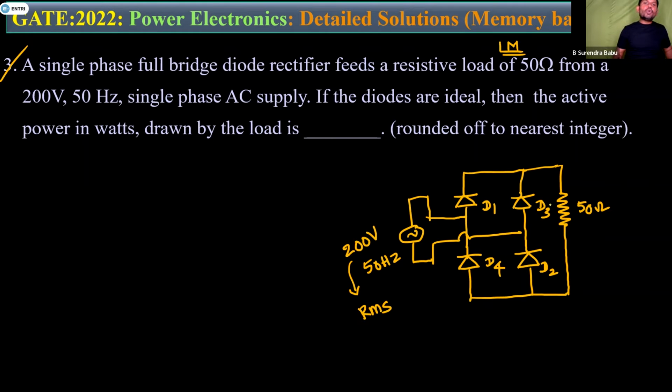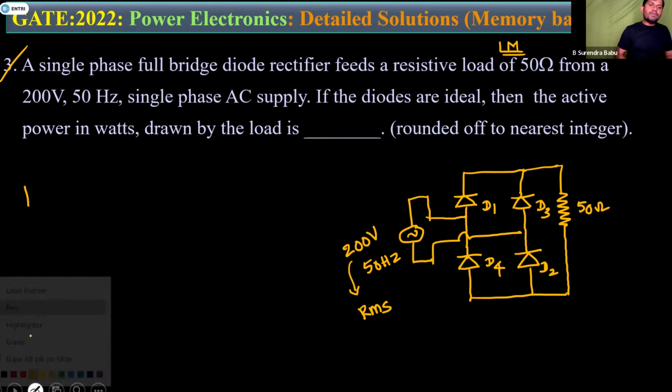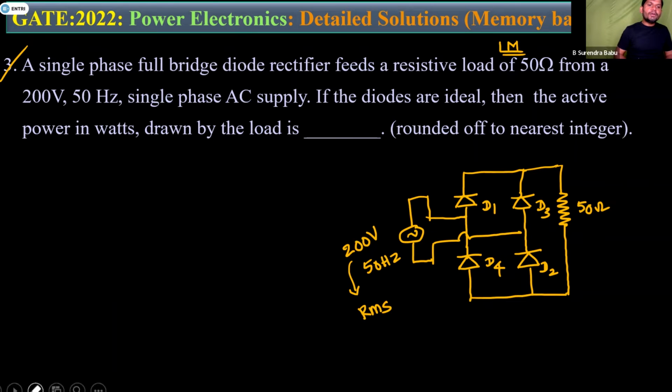Then for resistive load, what is the output power? The power delivered to the load means it is active power. Then what is the power delivered to the load, students? The power delivered to the load P equals V naught RMS square by R.